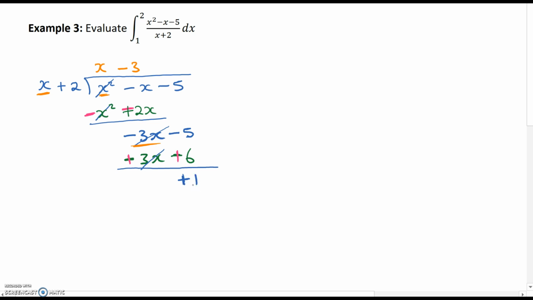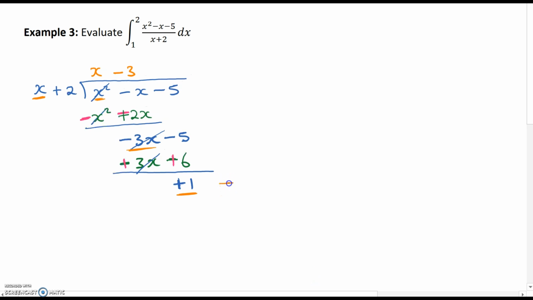Now you've reached the stage where there is nothing that you can multiply x by to get 1. I guess you can multiply by 1 over x, but we're not going there. Another way of saying it is x does not go into 1. x will not divide into 1. So that means this is a remainder.